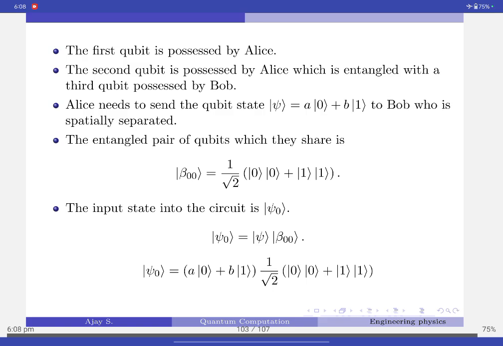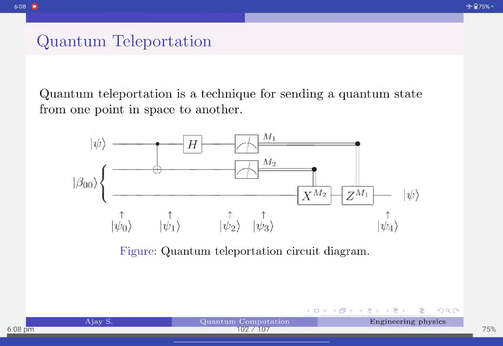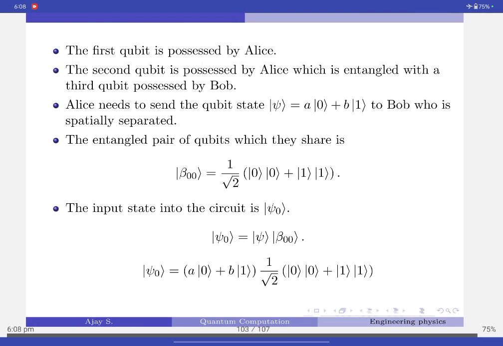Alice needs to send the qubit ket psi, which is an unknown quantum state, a ket 0 plus b ket 1, where a and b are not known, to Bob, who is spatially separated, a very long distance away. So the state ket beta 0 0 that is shared between Alice and Bob is this entangled state, ket beta 0 0 equal to 1 by root 2 (ket 0 0 plus ket 1 1). So the first part is with Alice and the second qubit is with Bob.